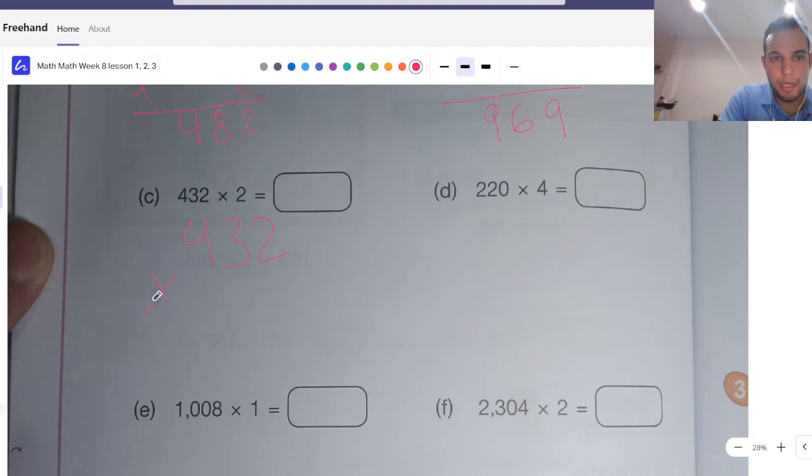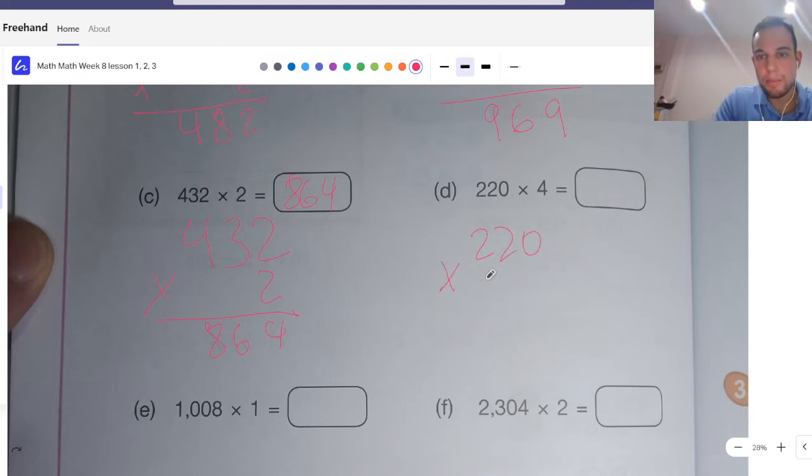All right. Next up is C. 432 times 2. 2 times 2 is 4. 2 times 3 is 6. And 2 times 4 is 8. So our answer is 864.